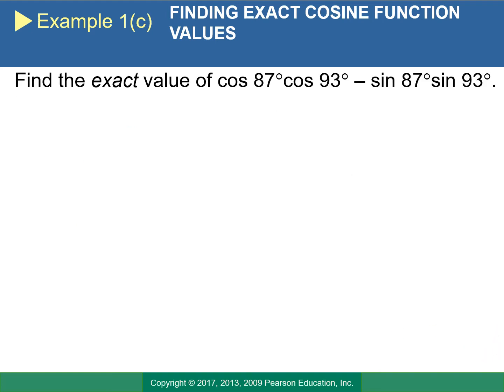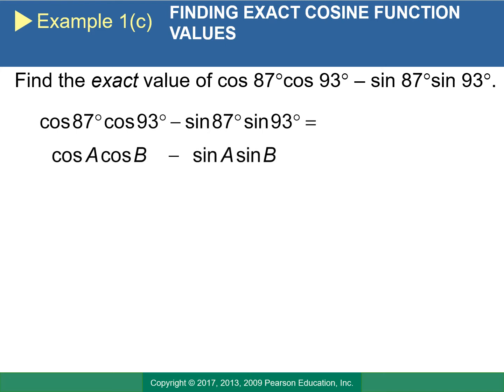All right, let's try one that goes the opposite direction. This example says find the exact value of cosine 87 degrees times cosine 93 degrees minus sine 87 degrees times sine 93 degrees. If you think about it, this is actually one of our sum or difference formulas, but it's the right side of the equation. So we're actually working back toward the left side of our equal sign. So what does this equal in terms of our sum and difference formulas that we've just talked about?